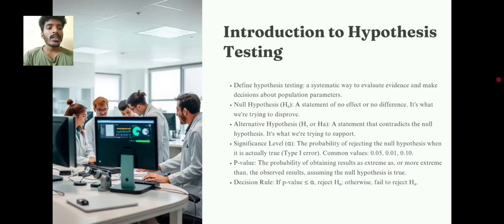Significance level: the probability of rejecting the null hypothesis when it is actually true, which is a Type 1 error. Common values are 0.05, 0.01, and 0.10. P value: the probability of obtaining results as extreme as or more extreme than the observed results.